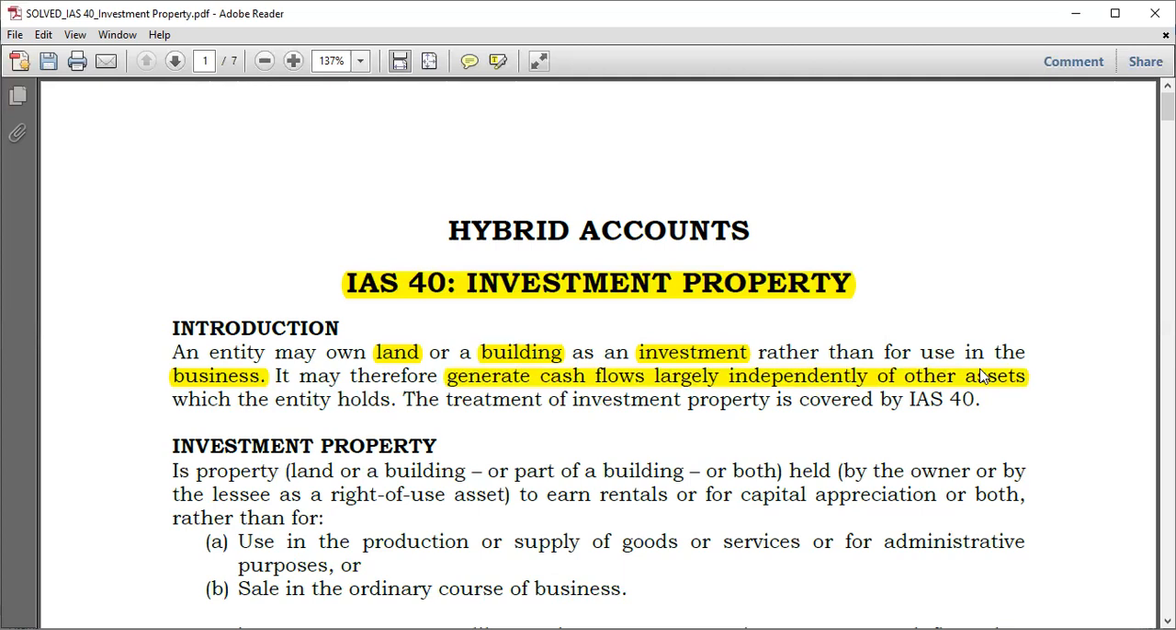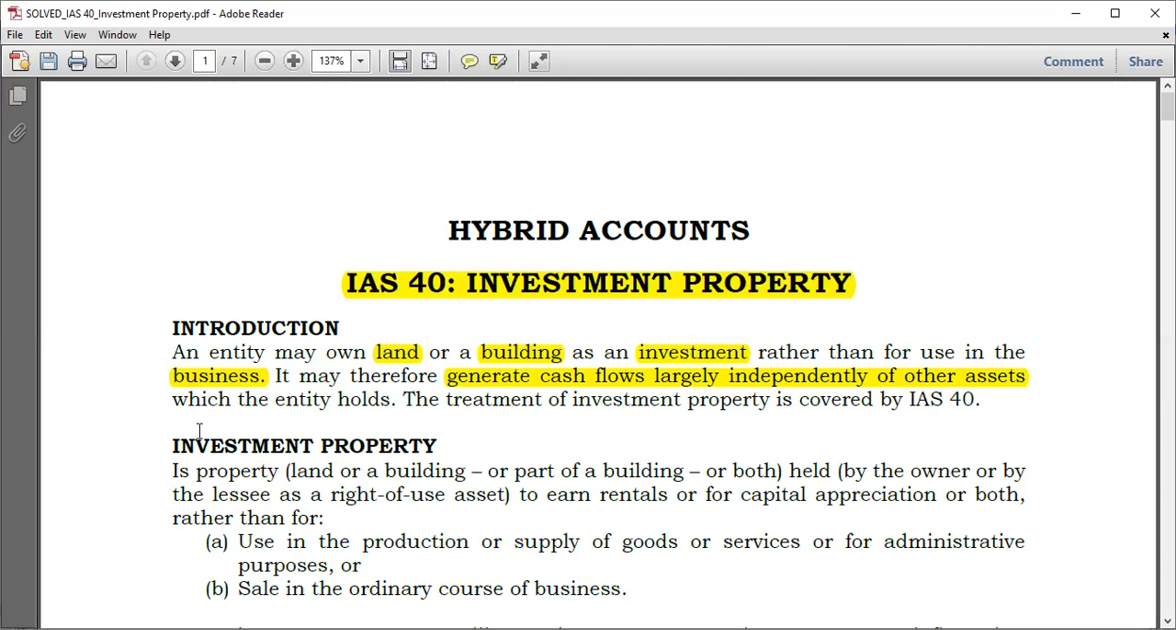And what do we say? We say that it can generate cash flows largely independent of other assets. Regardless of whether you have other assets or not, you can actually make an estimation of the cash flows expected from the renting out of that building. So this is what we call investment property, and this is the reason we distinguish investment property from other properties classified under IAS 16 PPE. All right.